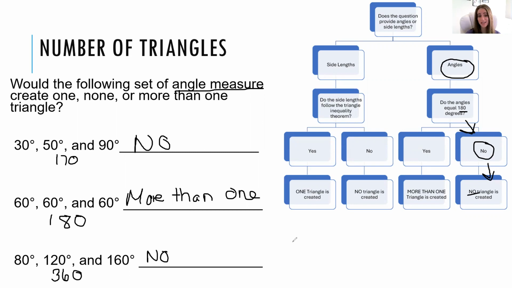So your two answers here, even though three are provided to you, one of them is kind of like a trick because of that scale factor. Even though it would create a triangle, it could technically create multiple ones because we don't know the side lengths.